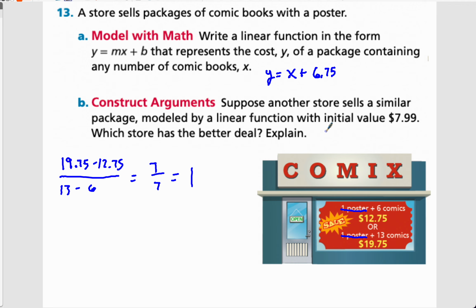So there you go. Part B. Suppose another store sells a similar package modeled by a linear function with an initial value of 7.99. Which store has a better deal? Well, 7.99 is more expensive than 6.75, so they're charging more for their poster up front, even though the cost of the comic books is going to be the same. So we get a better deal when we pay the lower price up front.